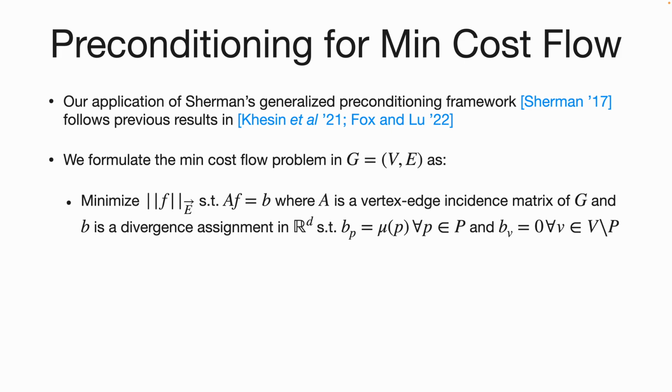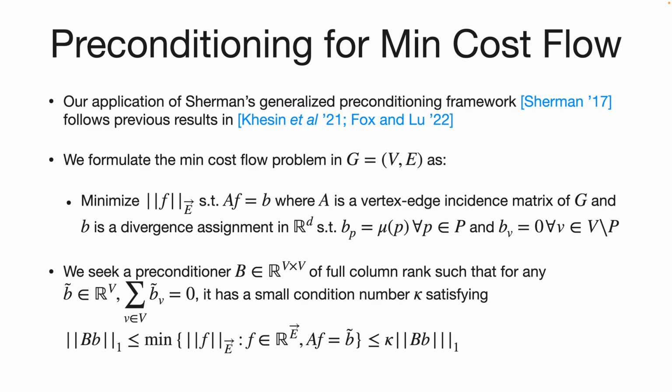We formulate the min cost flow instance in the spanner as finding a min cost flow F such that AF equals B, where A is a vertex-edge incidence matrix of G, and B is a divergence assignment, where B of P equals the supply value for every P in the original point set, and B of V is equal to 0 for every vertex V added to the spanner. In short, we want to find a preconditioner with a small condition number kappa satisfying this following inequality. Note that the optimum value of the min cost flow instance will be at most 1 plus O of ε factor of the transportation distance, by the spanner's approximation ratio we mentioned earlier.